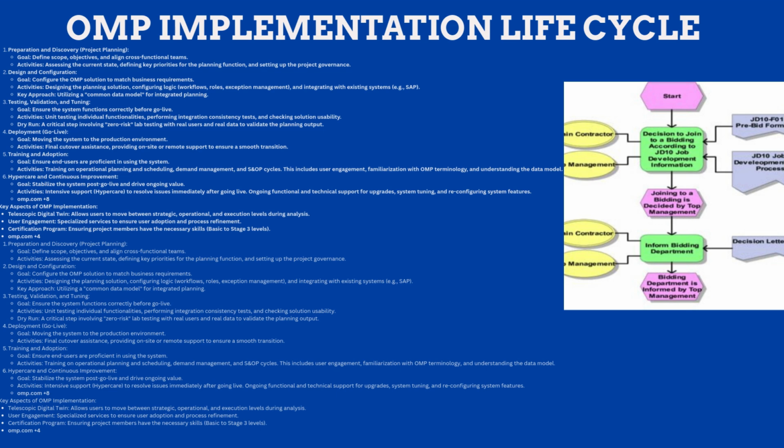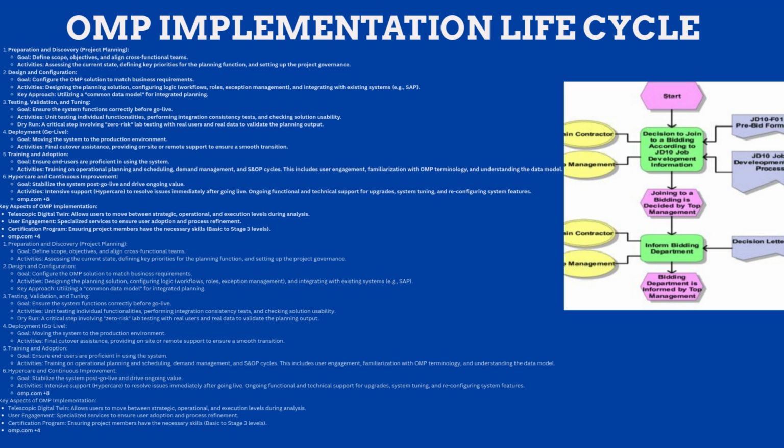Testing, validation, and tuning. Goal: ensure the system functions correctly before go live. Activities: unit testing individual functionalities, performing integration consistency tests, and checking solution usability. Dry run: a critical step involving zero-risk lab testing with real users and real data to validate the planning output.